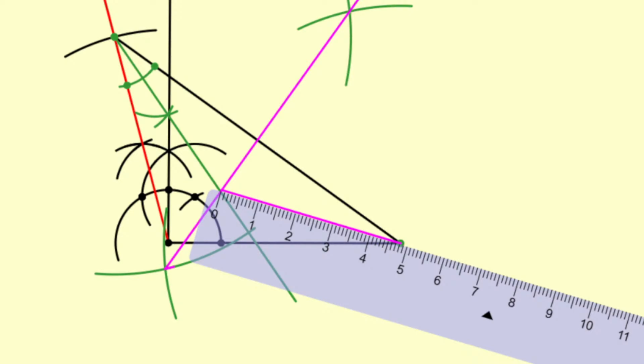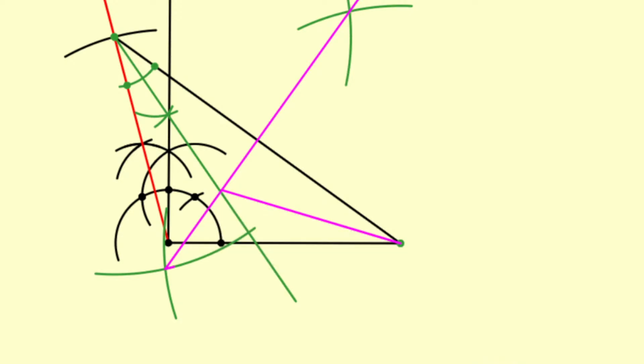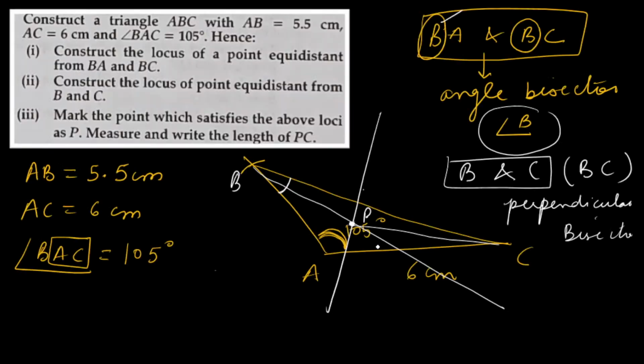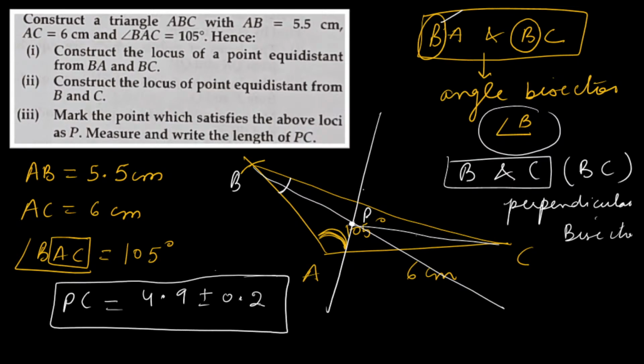So it's done. This is how the triangle will look. I hope you are getting the same. So this is PC. I'm getting 4.9, so plus minus 0.2 points is acceptable. I hope you are all getting in this range only.